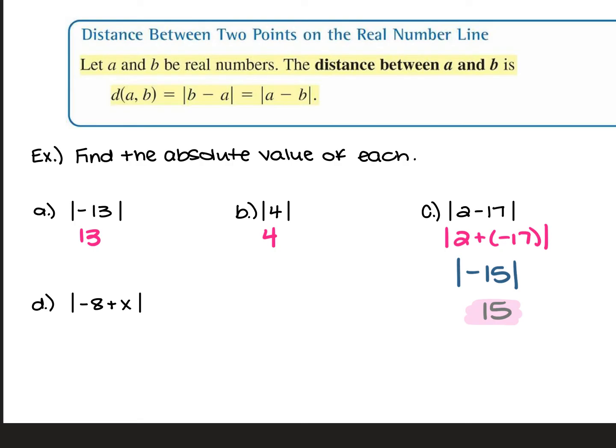For D, you have the absolute value of -8 plus x. Let's use -5 for x. If you plug in that -5 for x, you're going to have the absolute value of negative 8 plus negative 5. Negative 8 plus negative 5, they're the same sign, so we're going to keep the sign and add the numbers. That gives us the absolute value of negative 13, which is just positive 13.